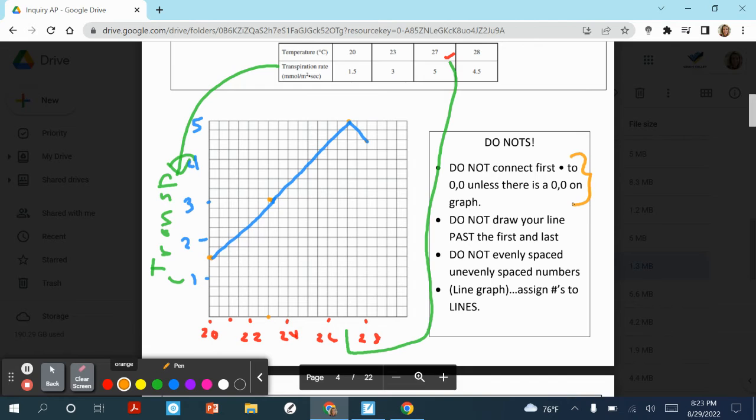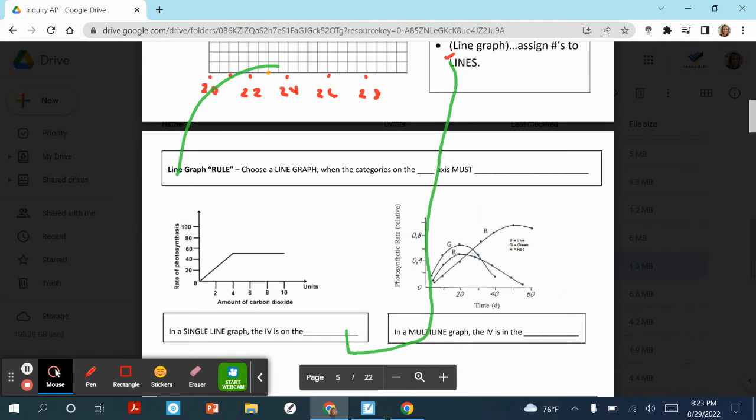Also, this little mistake right here, let me show you what not to do. If you would have drawn this line a little bit past your last data point, you would have lost that point for correctly plotting your data. So do not draw past your first and last data points that are given to you in your table. Okay. All right. I think we talked about the rest of the things that I have there in that little box. So be careful with those do nots. I see those things happen a lot.